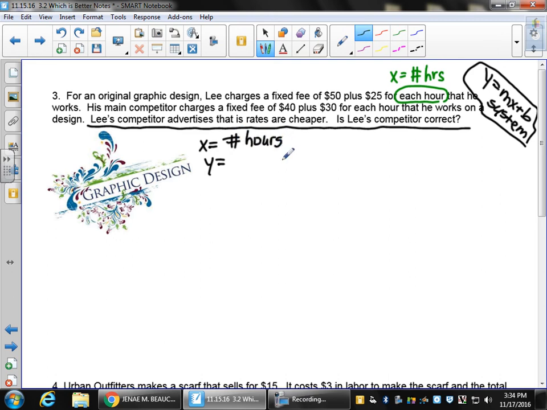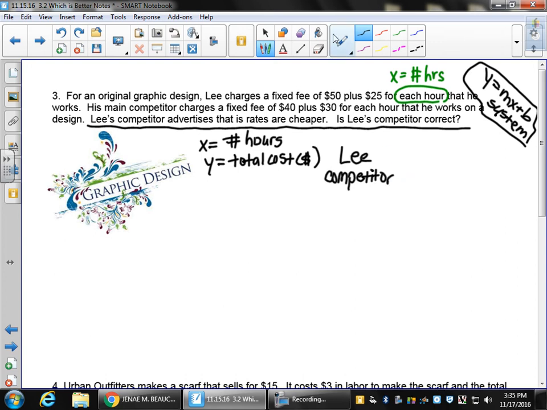Then I ask myself, what total is involved here? Total cost. What they charge the customer. We are comparing Lee and, I should write it out, Lee versus competitor.